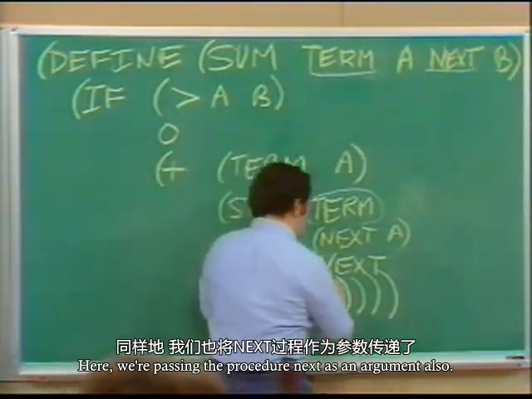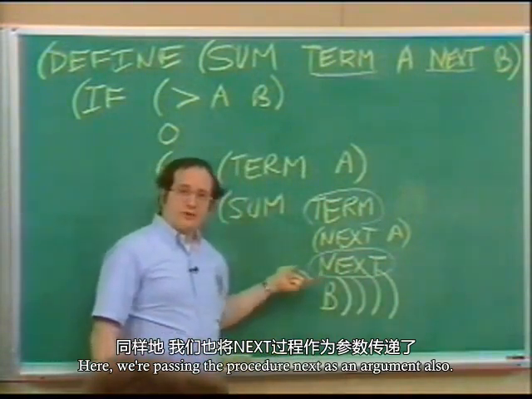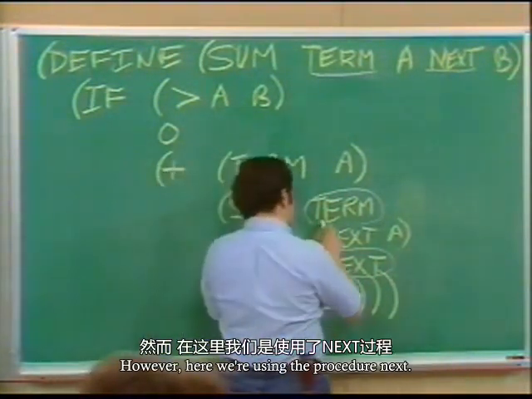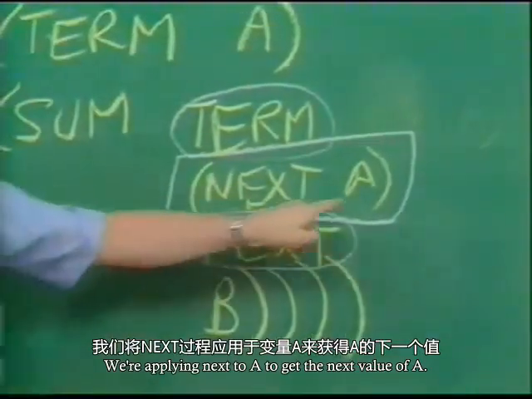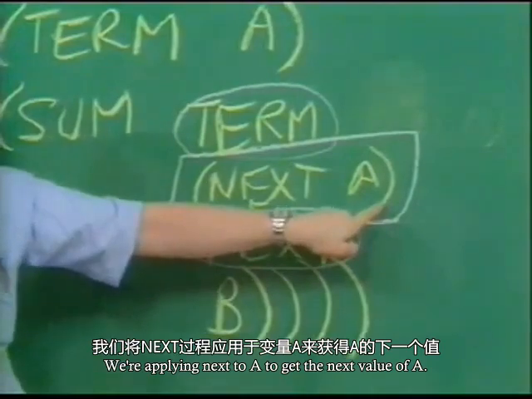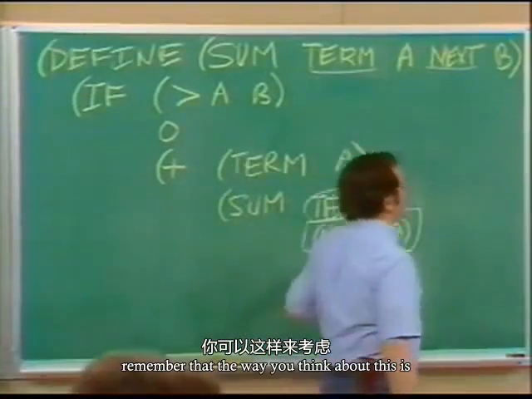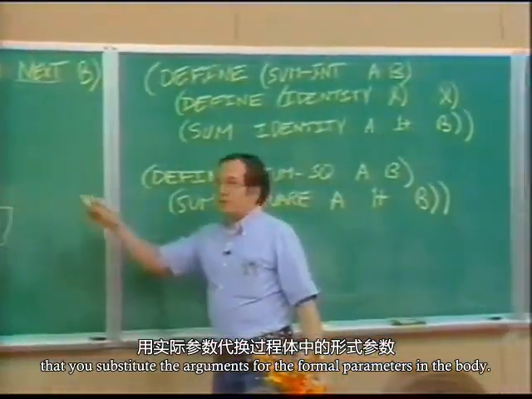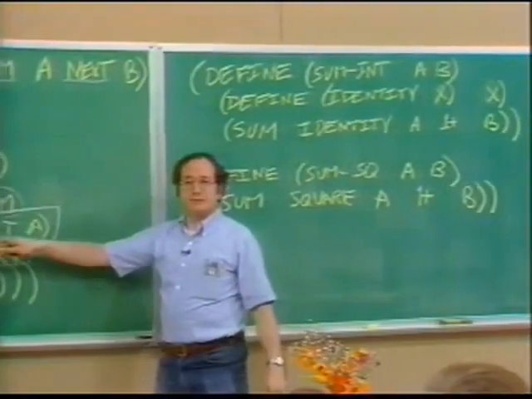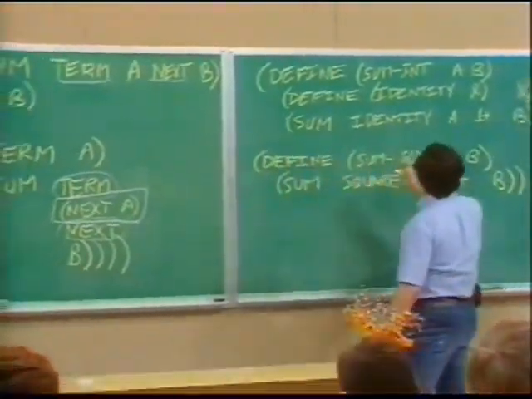Here we're passing next, the procedure next, as an argument also. However, here we're using the procedure next. That's what the parentheses mean. We're applying next to a to get the next value of a. If you look at what next is mapped against, remember that the way you think about this is that you substitute the arguments for the formal parameters in the body. If you're ever confused, think of things that way.